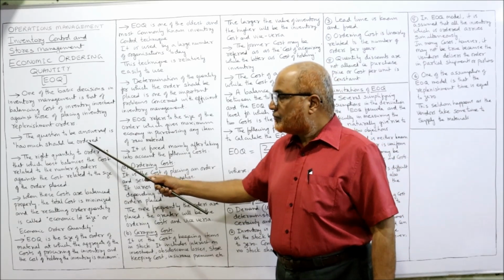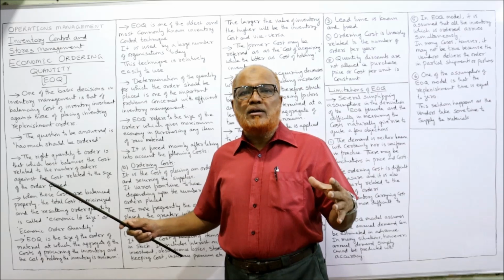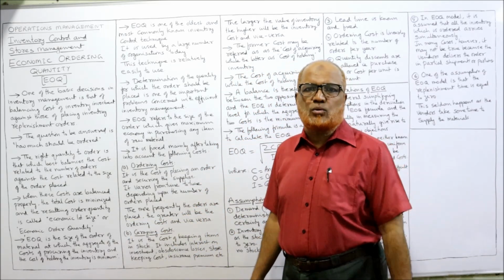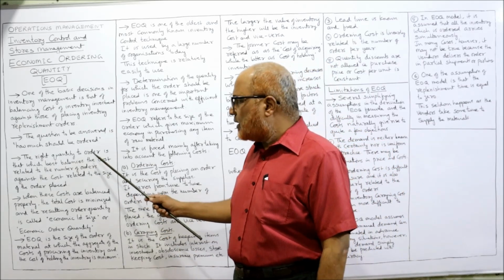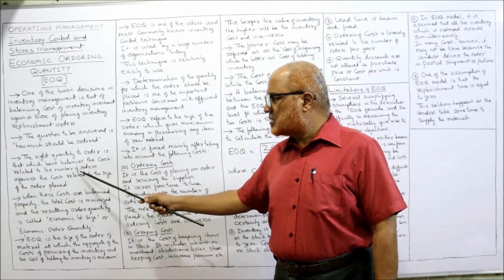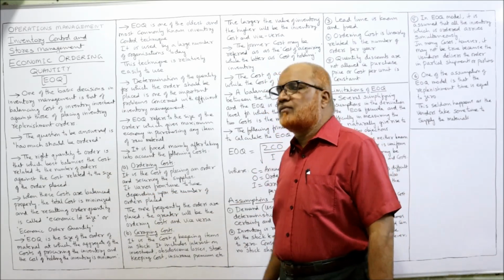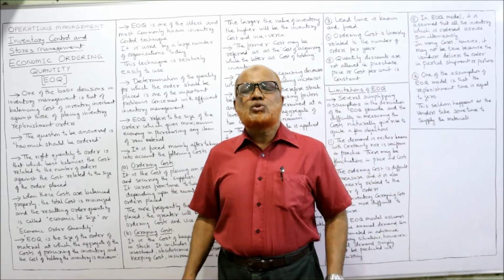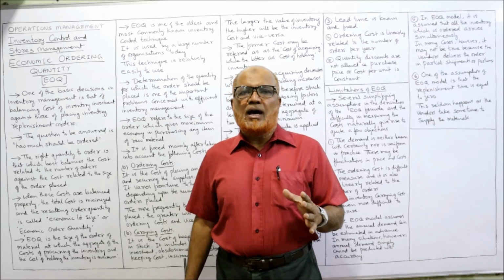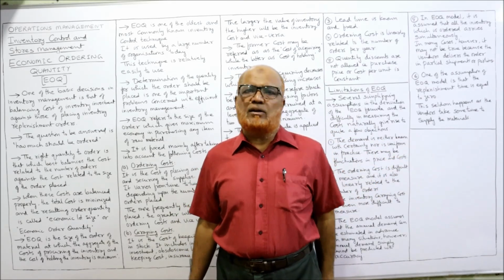So here the question is, should we purchase in bulk quantity or in smaller quantities? Now, the right quantity to order is that which best balances the cost related to the number of orders against the cost related to the size of the order placed. That means two costs are there: the cost incurred in placing the order and the cost incurred in carrying the inventory.